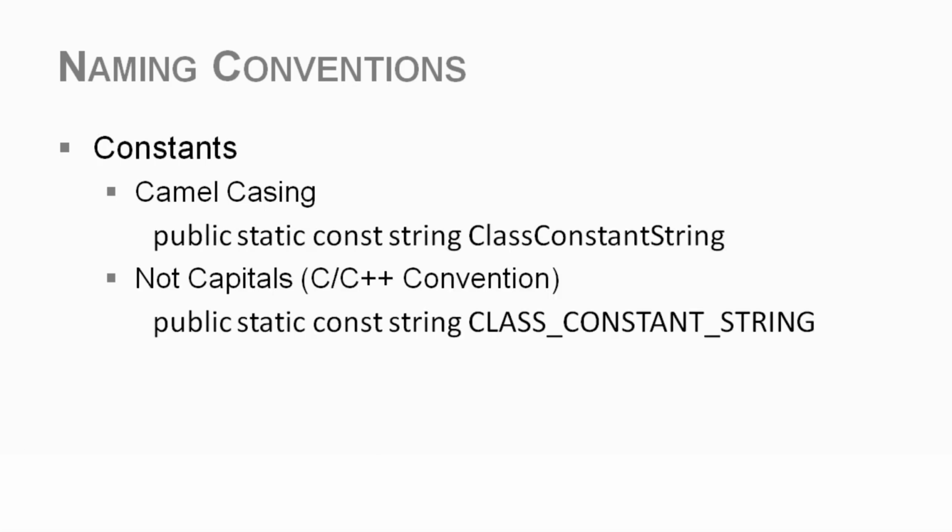Constants aren't particularly controversial. In general, the standard is camel casing. In the old days, it used to be all uppercase with underscores. Of course, that's really hard to type, so that's not that much fun, but it certainly let you know that something was a constant, whereas the camel casing really doesn't let you know that. The old C, C++ convention is definitely out of favor, so I wouldn't recommend going with that.